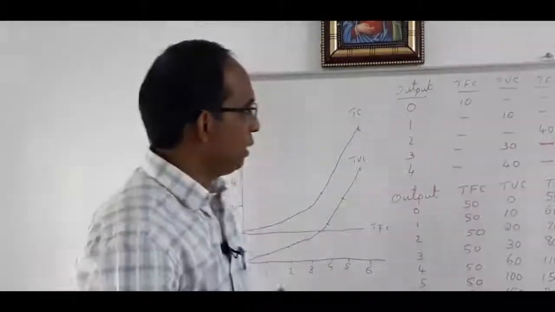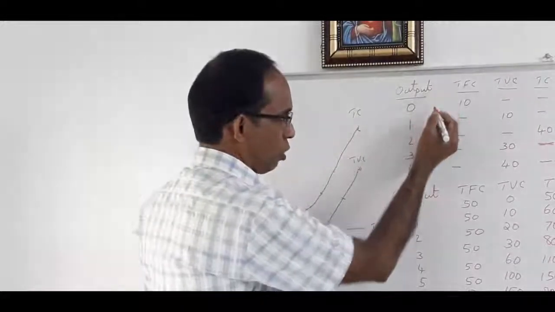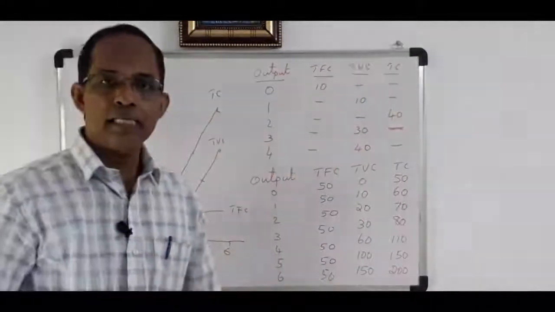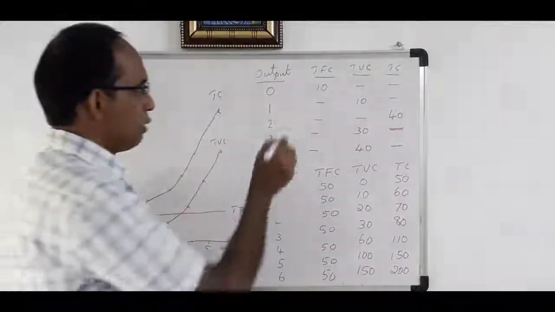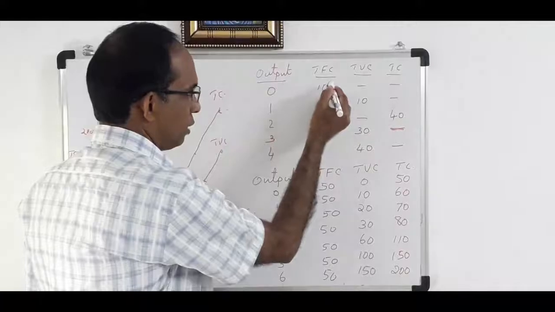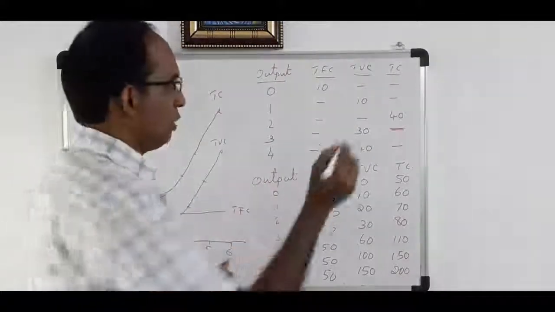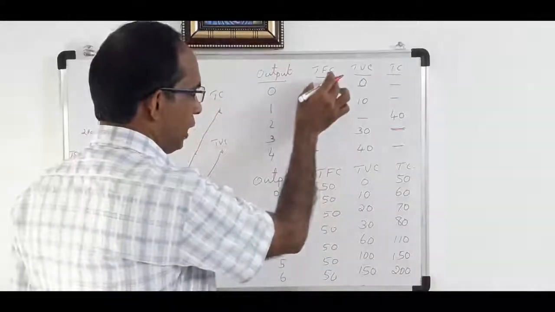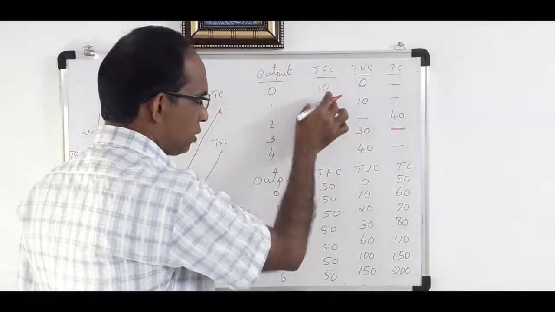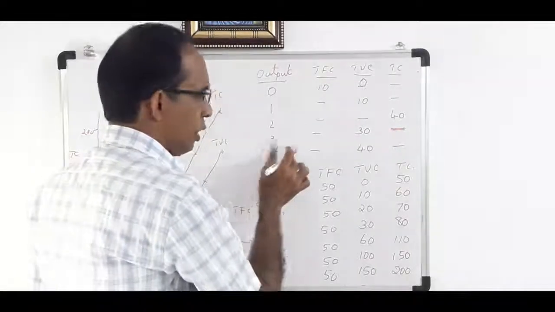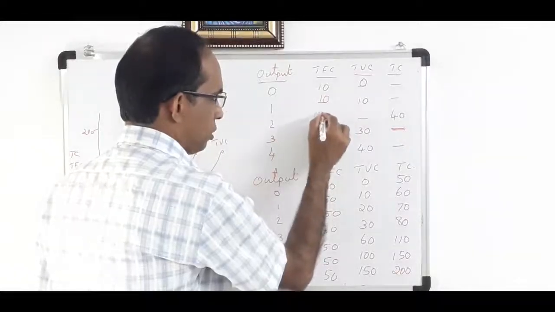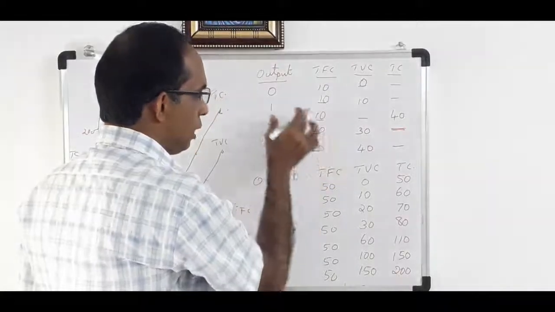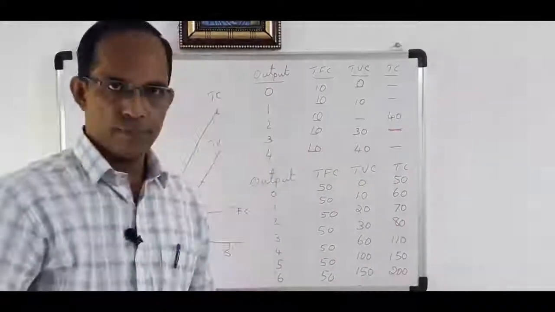Now a table is given here. First column output, then TFC, TVC and TC. How can we complete the table? Suppose we know that when output is 0, TVC would be 0. There is no TVC, so we can fill this here as 0. Once TFC is given as 10, this 10 is equal for all levels of output. So we can write like this: 10, 10, 10. Because TFC remains constant irrespective of any level of outputs.